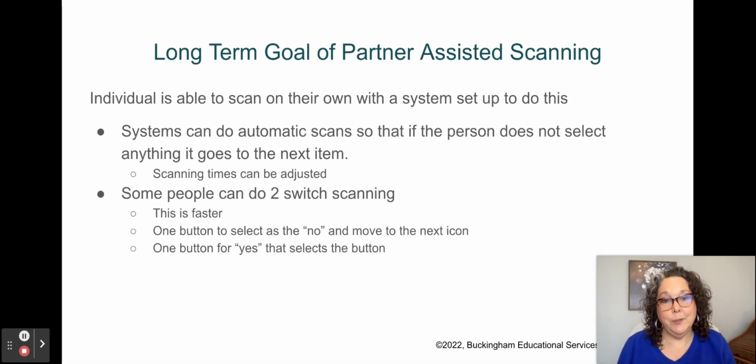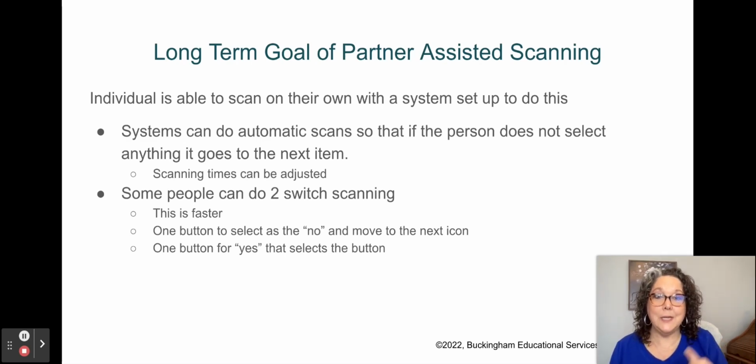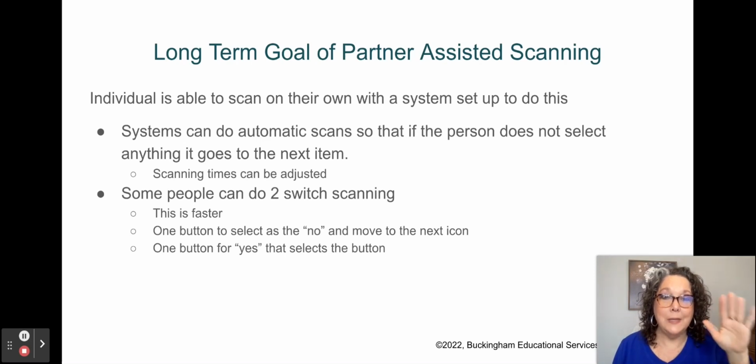Systems can do this in a couple of different ways. Systems can do this where they automatically scan to the next icon and the person just waits until they hear the one they want and then they select it. Scan times for this can be adjusted. So if the person needs a 2-second scan time in between items, maybe they need a half a second, maybe they need 1.75, you can make those adjustments.